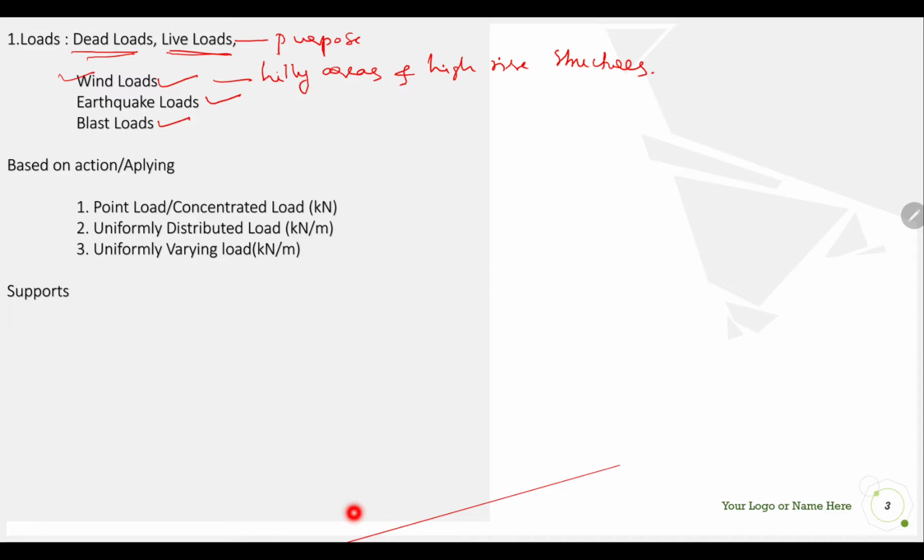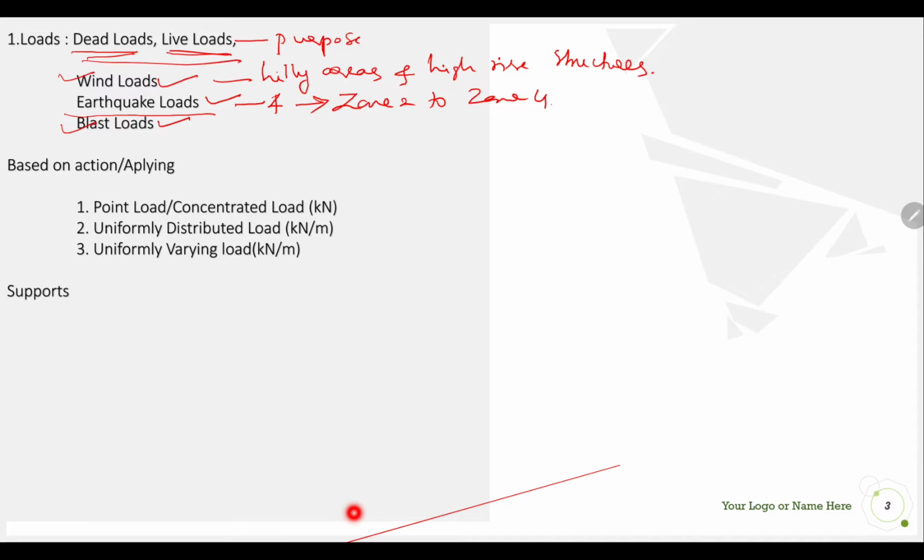Next we have earthquake loads. Earthquake prone areas. You know that India has been divided into 4 earthquake zones, but it is not zone 1 to zone 4, it is zone 2 to zone 4. So these are the different types of loads. And blast loads, if you are having any hazardous buildings, we need to design it for blast loads. Not only this, there are various other loads also, snow loads, and other things.